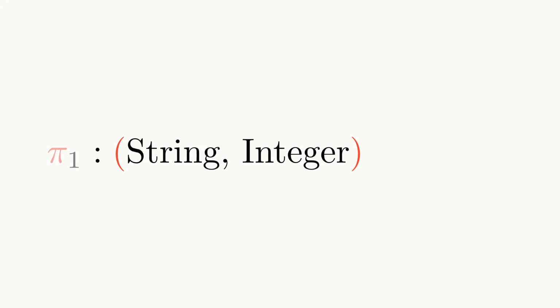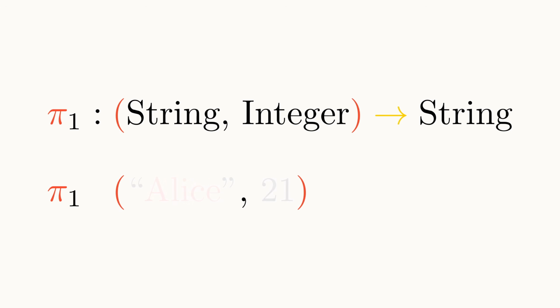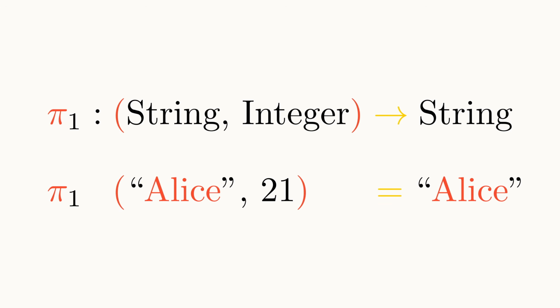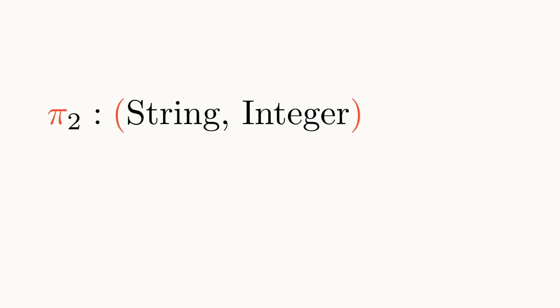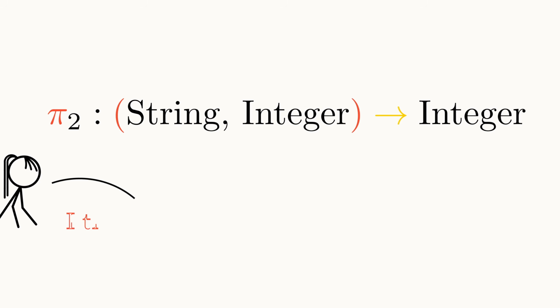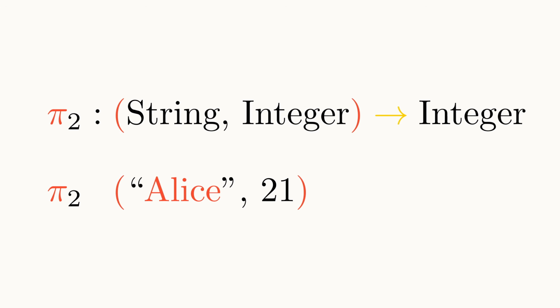Then since our projection pi1 takes a pair of a string and an integer and outputs a string, the most obvious candidate would be the function that just returns the first element of the pair. So pi1 applied to Alice 21 would return Alice. And pi1 applied to Bob 24 would return, you guessed it, Bob. Given that pi2 must take a pair of a string and an integer and output an integer, there's a just as natural definition for it. Pi2 would just take any pair of a string and an integer and output the second element. Then pi2 applied to Alice 21 would return 21.